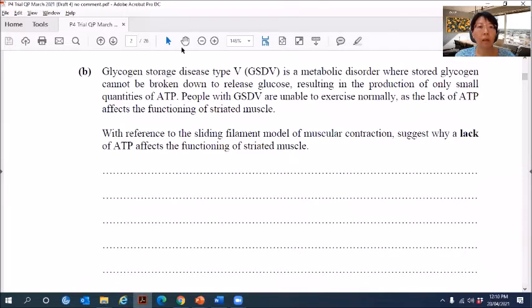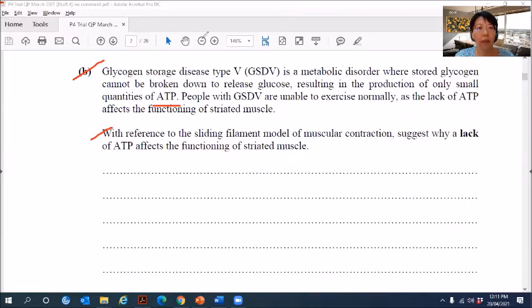So B, they say that glycogen storage disease type V. This is a kind of disease where the glycogen cannot be broken down to release glucose. So when there's no glucose, there'll be less aerobic respiration, so less quantity of ATP produced. And we know that muscle contractions need ATP. So the question asks the student, with reference to the sliding filament model of muscle contraction, suggest why a lack of ATP affects the functioning of the striated muscle.